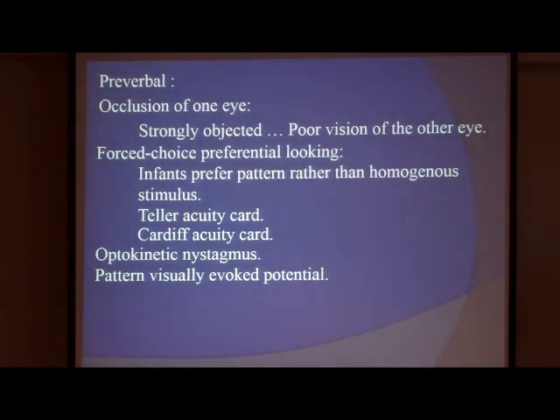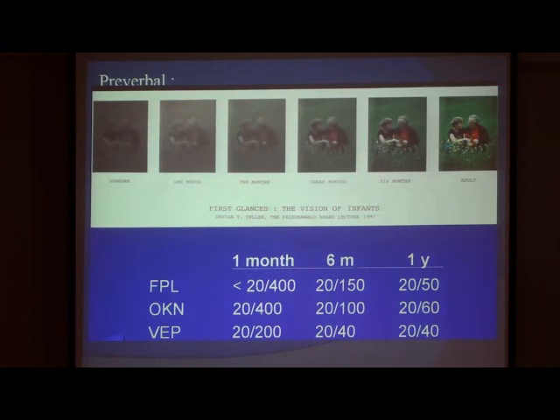Optokinetic nystagmus or pattern visual evoked potential are other options. I just want to show this to give an idea about how the newborn or the infant sees and how the adult sees. So the newborn or the baby sees the image like this, and the adult sees the image like that.